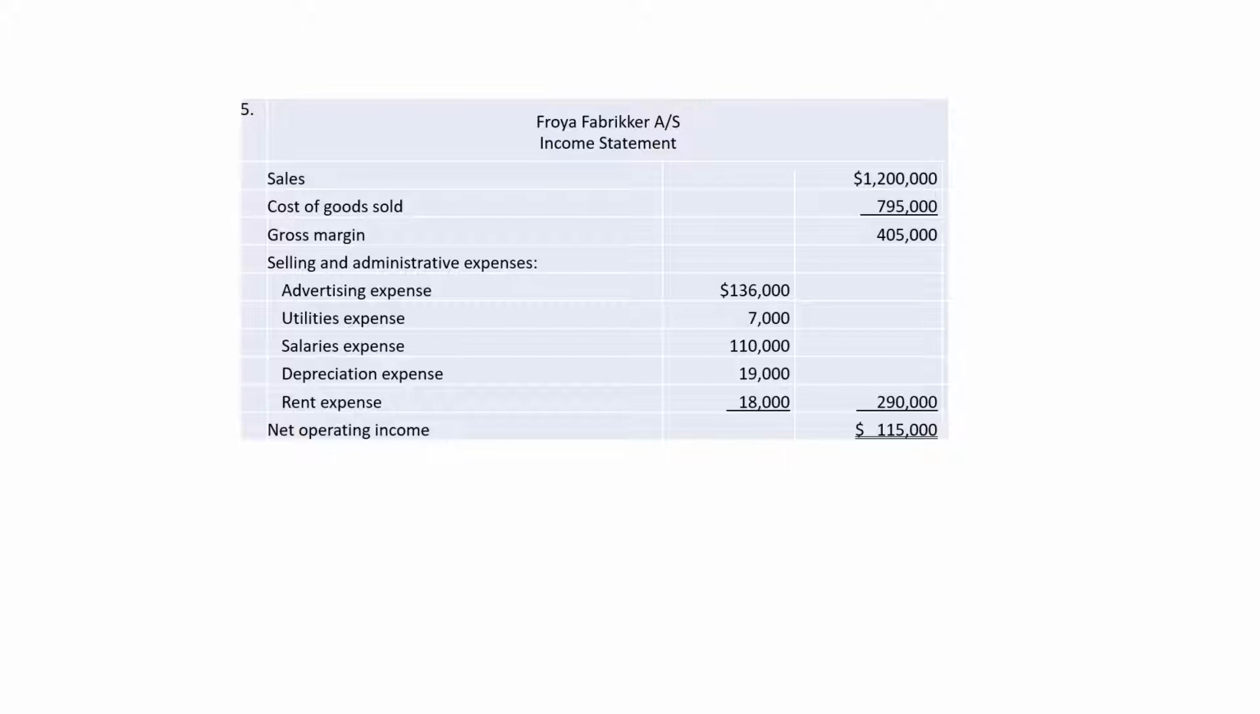Now add all the expenses, selling and administrative expenses. Subtract those from your gross profit or gross margin, and your net operating income, how much you made purely from operating, is $115,000. So that's a great practice of the income statement, just like that other one was a great practice of the cost of goods manufactured schedule.